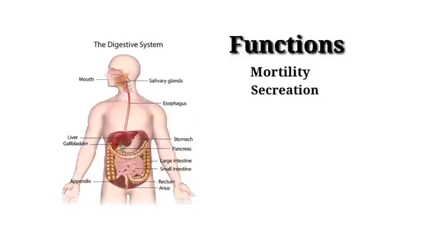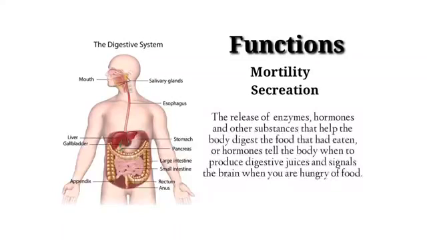Secretion. This is the release of enzymes, hormones, and other substances that help the body digest the food that is eaten. Hormones tell the body when to produce digestive juices and signal the brain when you are hungry or full.